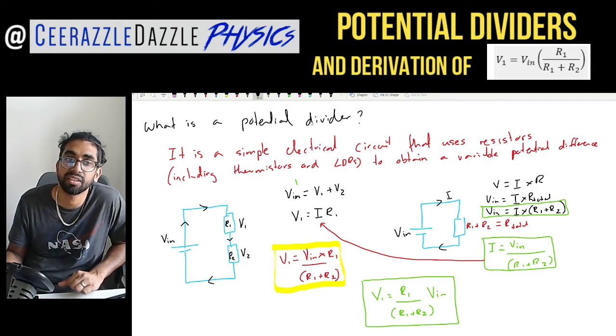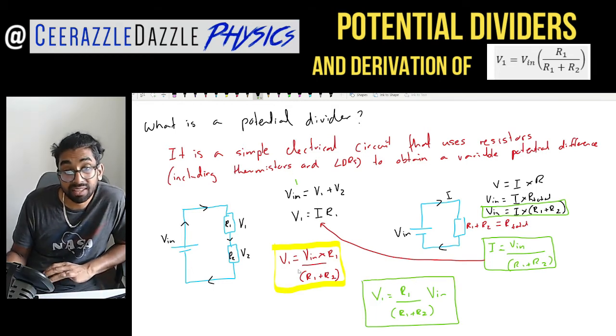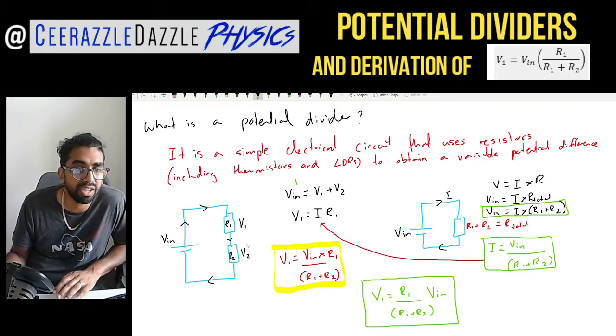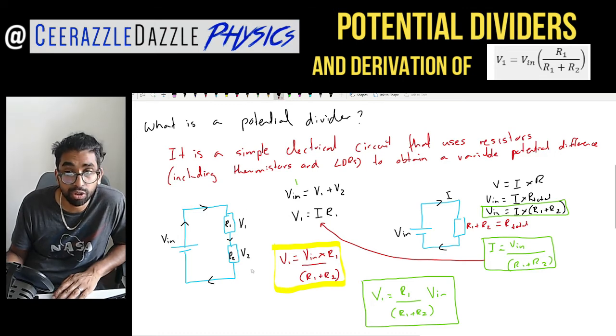Excellent, guys. Really good stuff. So there we go. That is our potential divider formula right now. Obviously, if I wanted to work out V2, it's roughly the same thing. You can do the proof yourself.